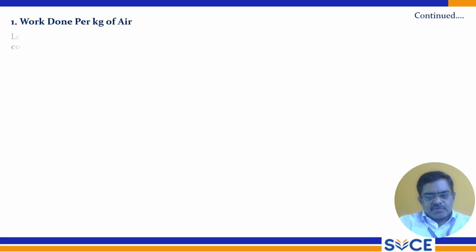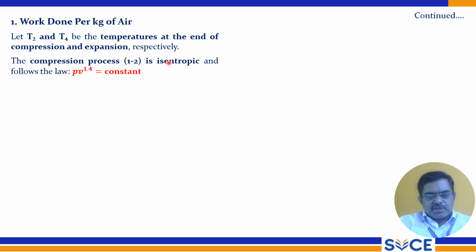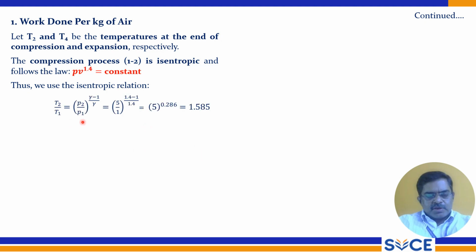So for the work done per kg of air, let T2 and T4 be the temperatures at the end of the compression and expansion respectively. The compression process 1 to 2 is isentropic and follows the law PV^1.4 equal to constant. Thus, we use the isentropic relation T2 by T1 equal to (P2 by P1)^((gamma minus 1) by gamma), equal to (5 by 1)^((1.4 minus 1) divided by 1.4), that is equal to 1.585, and T2 can be found out here, that is 424.8 Kelvin.